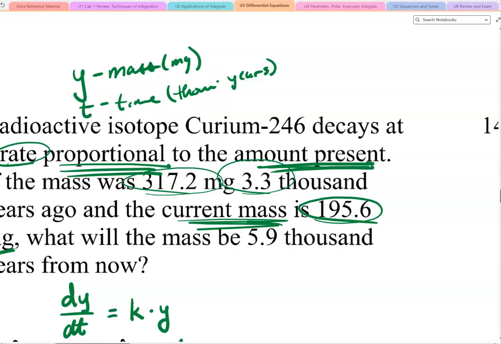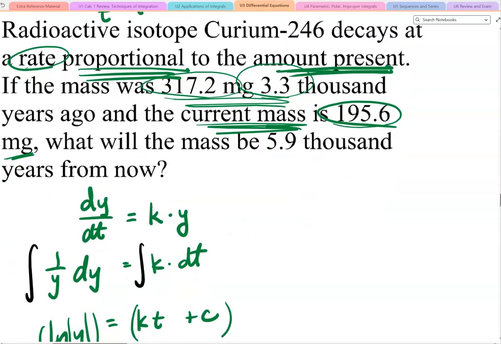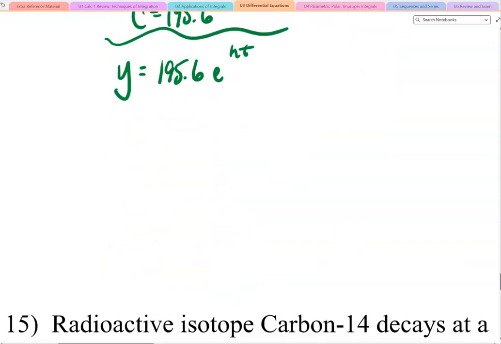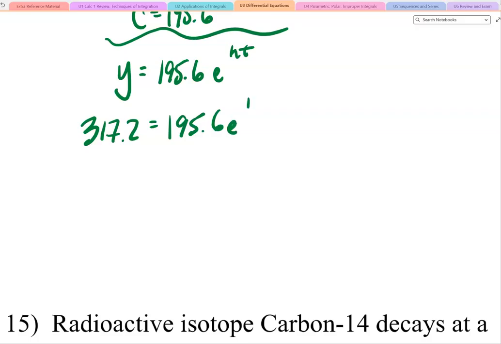We back up a little bit, we see a clue here that 3.3 thousand years ago, the mass was 317.2 when we currently are at 195.6. We don't know the rate of decay per 1,000 years. That's what the k is going to represent. But we do know that 3.3 thousand years ago, we were at 317. So since that t quantity goes back in time, then we'll use a negative number here.